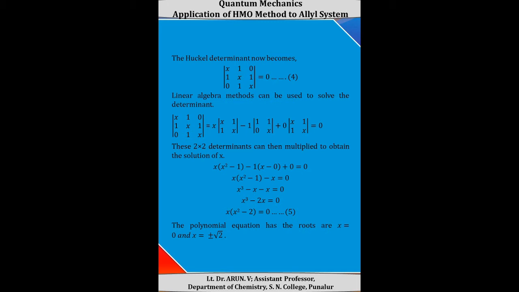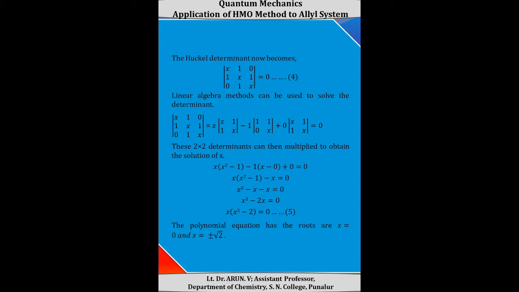By using the methods of linear algebra, we can solve this Huckel determinant. This determinant is equal to x into the determinant of x 1, 1 x, minus 1 into the determinant of 1 1, 0 x, plus 0 into the determinant of 1 x, 0 1, that is equal to 0.